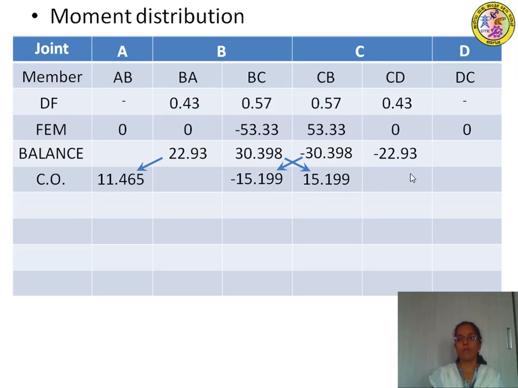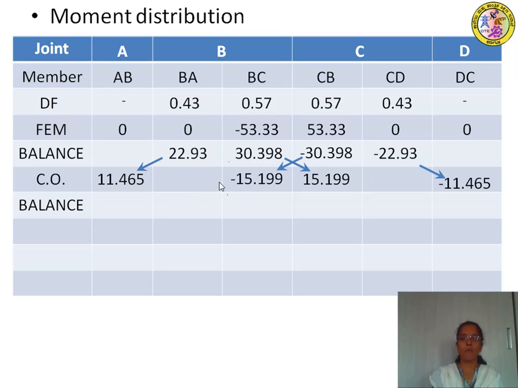Next, it will be carried from CD to DC. Half of minus 22.93, that is minus 11.465, will be carried from CD to DC. This is the carry over step. Okay, so next, as soon as the moments are carried to joint B and C, again joint B and C gets imbalanced. So again next step is to balance joint B and C.